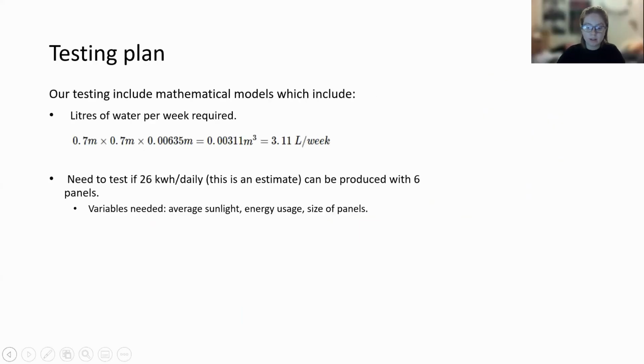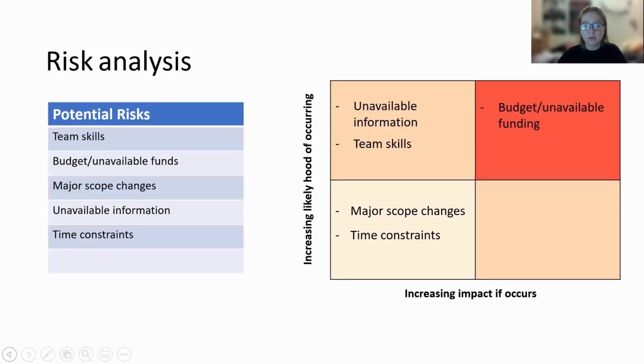For example, the sample calculation equation will be used to test, once our design is more defined, if the system will be able to meet the water collection requirements. So this is our risk analysis. Time constraints and major scope changes fall low on likelihood of occurring and on impact. Unavailable information and team skills fall higher on likelihood of occurring and low on impact.